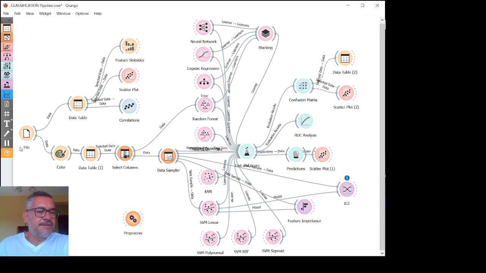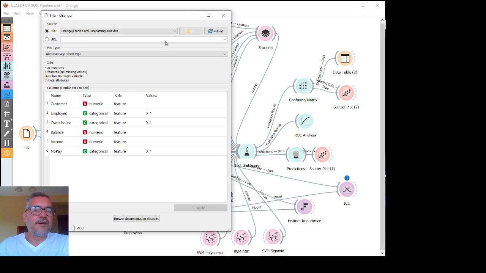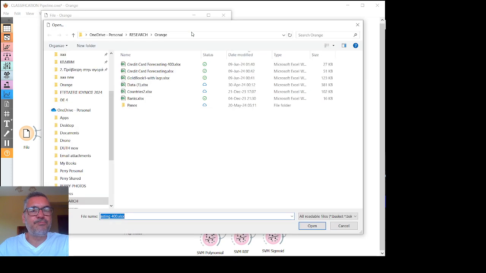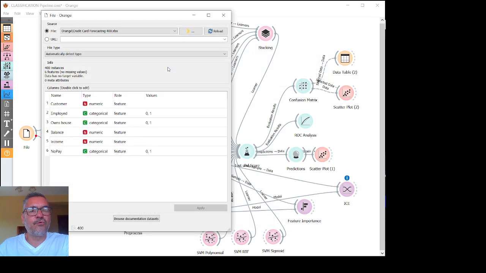Now, let's get started. As you can see here, we start from the left and we end up on the right. Here we have the file that we are going to use, our data. In order to import our data, we click here. Of course, now my file is already imported here in Orange, but when you try for the first time to import your file, you press that button, you go here, importing this dataset, credit card forecasting 400.